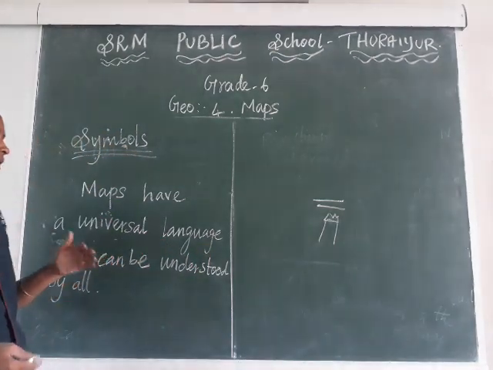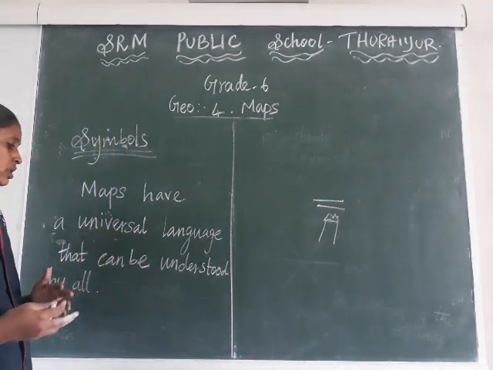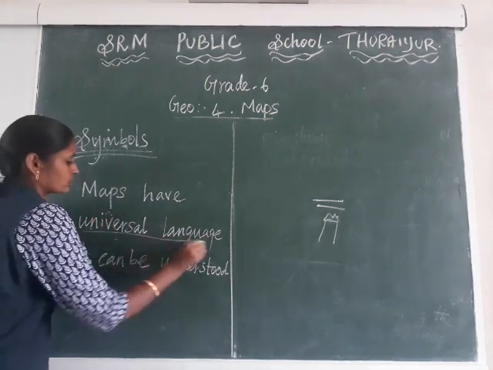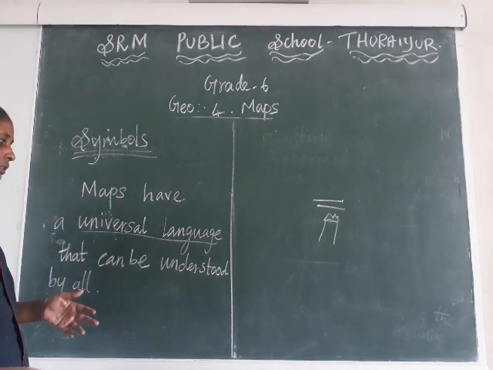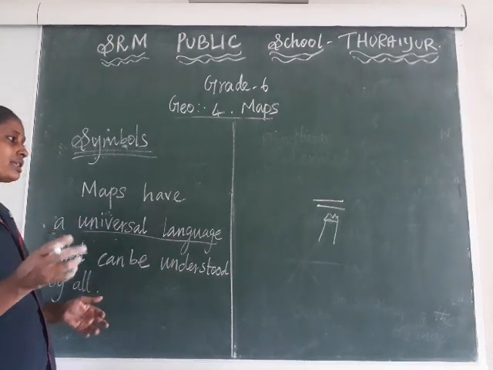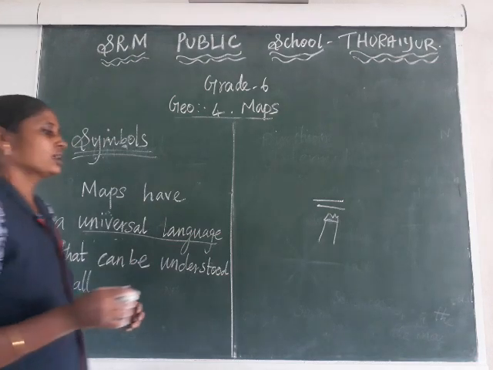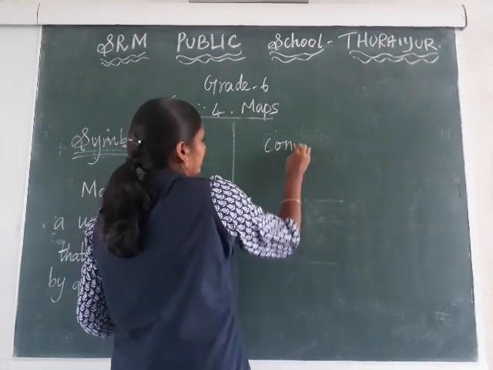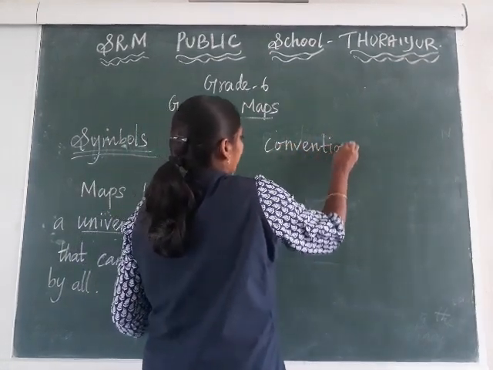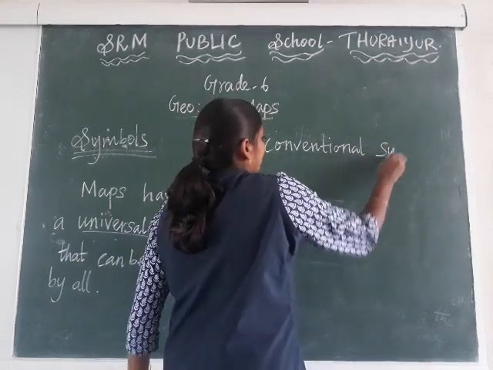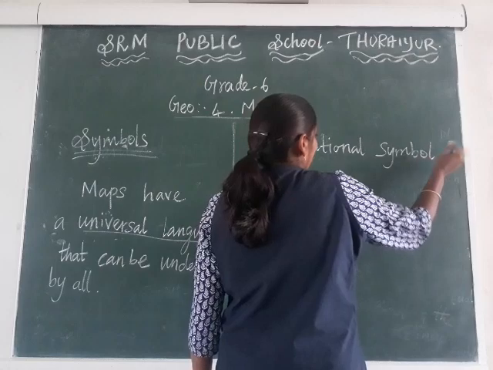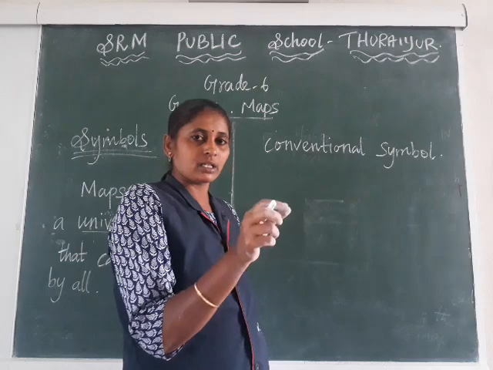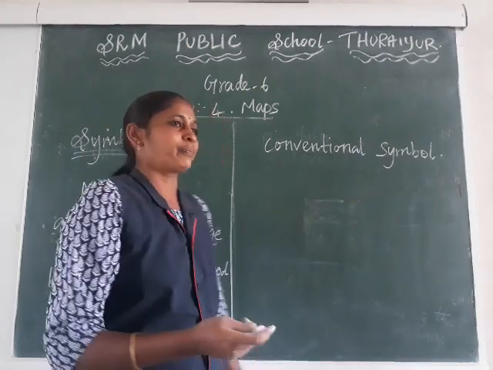For understanding a map, a universal language is used on the map. Whichever country's map we refer to, we have this universal language, which is called symbols. These symbols are called conventional symbols. What do we mean by conventional symbols? These symbols convert a particular place into a small symbol.